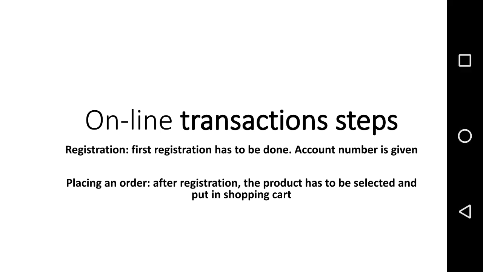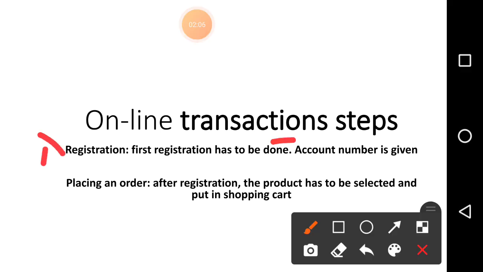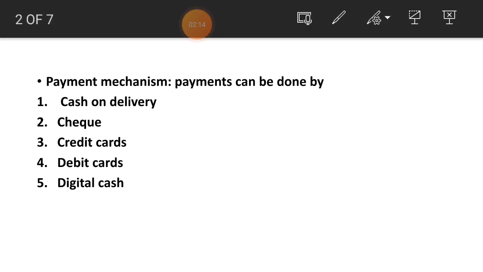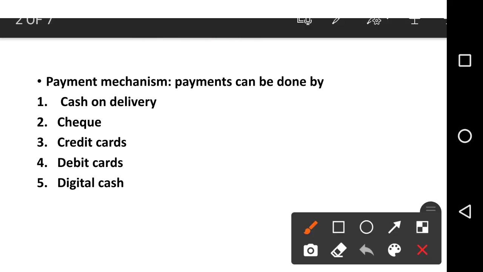So what are the steps in online transaction? First, registration has to be done. Second is placing an order. The product has to be selected and put in the shopping cart. Third is payment mechanism, that is, payments can be done in cash on delivery and so on.